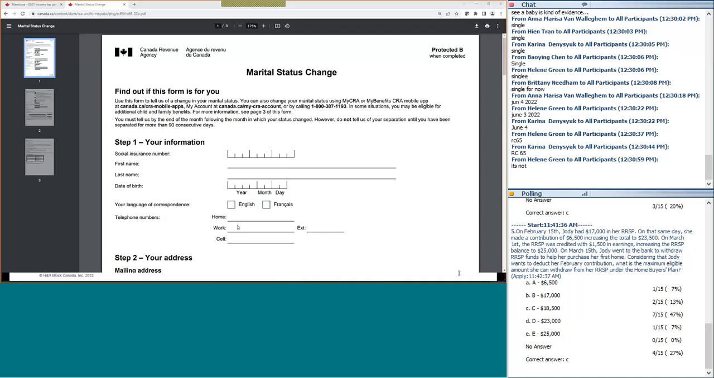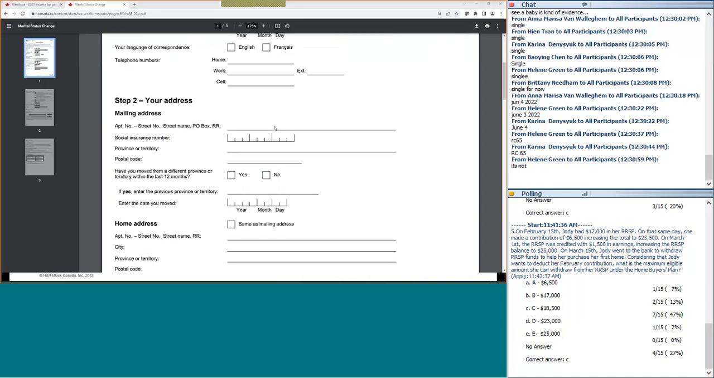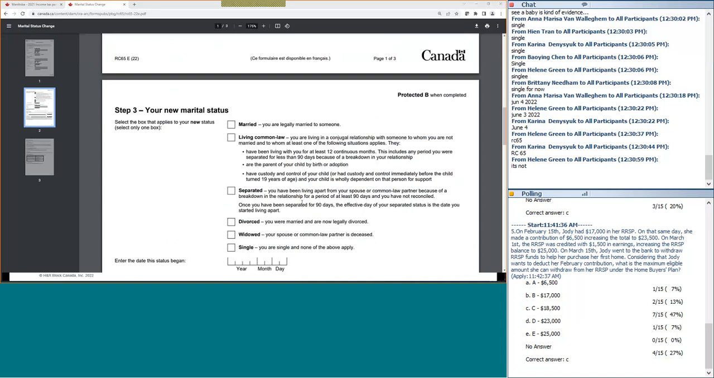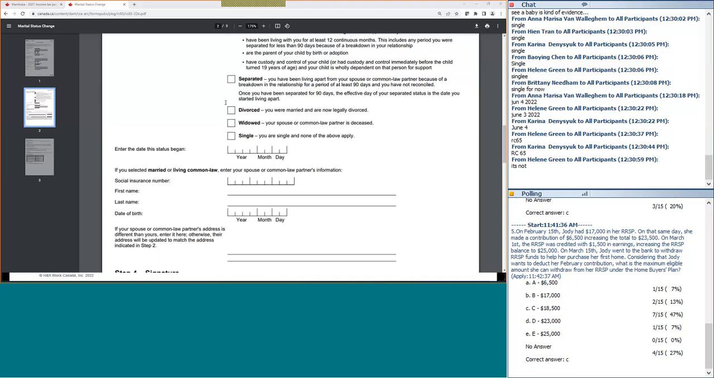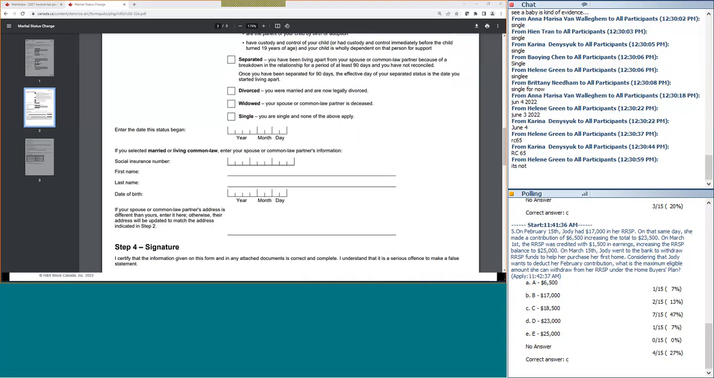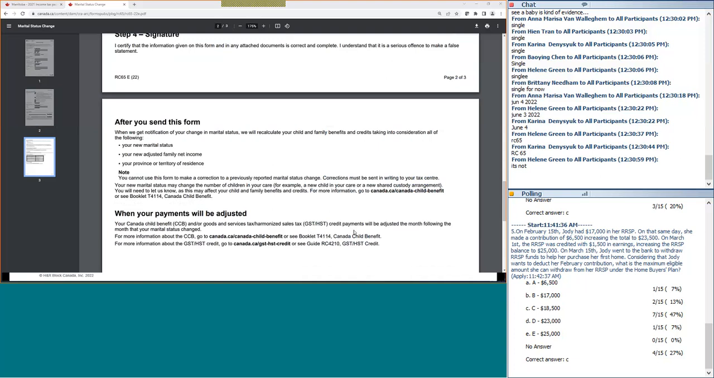So you have to fill in the information. Each of them will fill this in with the address and the date they moved. And then you're going to say living common law, the date it began. The date it began is June 4th, 2022, the date they became common law. That's the date you put there. And then your partner's information and a signature from each of them. And then you send it in.